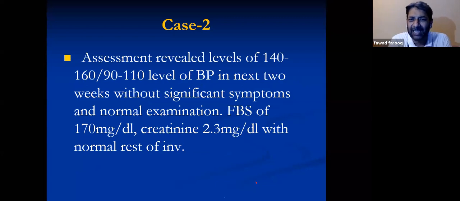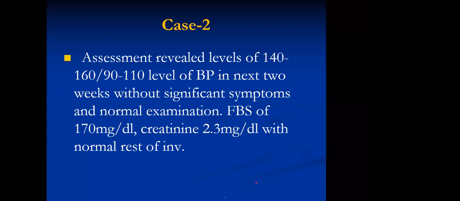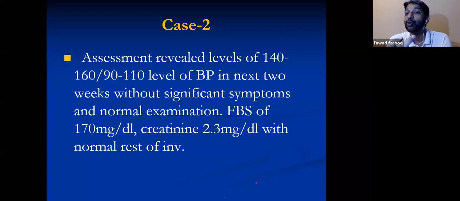Now I'm making this assessment slightly different, and you see that a different assessment result can make for a different management strategy. Now the same patient, a 50-year-old male with high blood pressure, you have assessed further. That assessment revealed systolic blood pressure of 140 to 160 and diastolic of 90 to 120 over the next 2 weeks, without significant symptoms and with a normal examination. But with an FBS of 170, he turned out to be a newly diagnosed diabetic. And his creatinine is 2.3, with kidney involvement as well, CKD. So now you see that your assessment has made so much change in the management plan. Now he is certainly hypertensive with comorbidities, CKD and diabetes. So your target is less than 130/80.